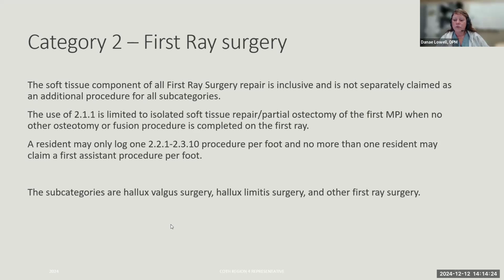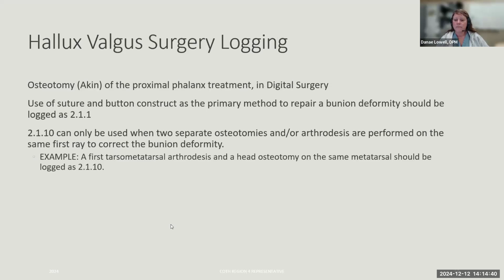Category 2 is limited to 1 per foot, and only one resident can claim first assist per foot. There are 3 subcategories within the first ray category: hallux valgus, hallux limitus, and other first ray surgery. If you perform an Aiken in addition to a first ray procedure, you can use the digital category of osteotomy of the proximal phalanx. The 2.1.1 category should be used if you perform repair with the suture and button.